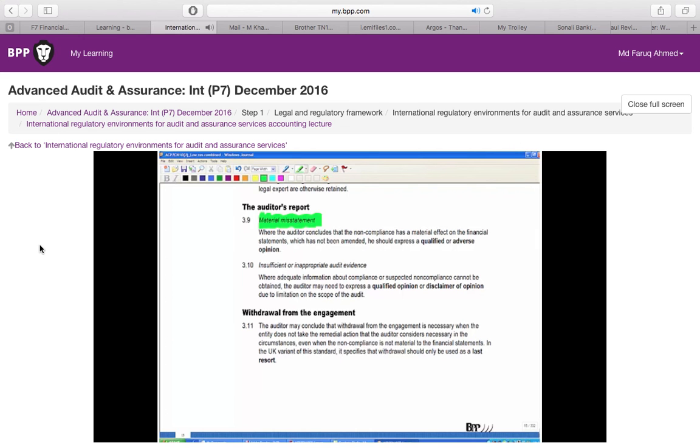and the directors refuse to amend this fairly straightforwardly, it's going to be a choice of, in the event of that material but not pervasive statement, a qualified opinion, or if it's material and pervasive, an adverse opinion. Obviously, we'll talk more about that when we get to later chapters.